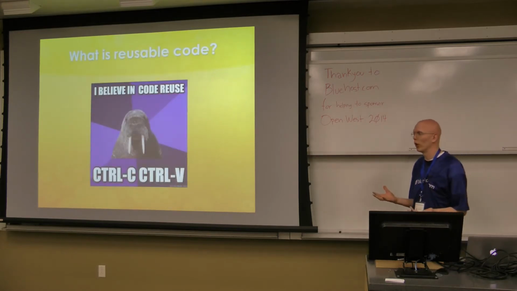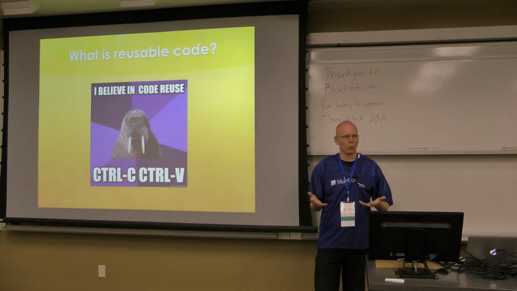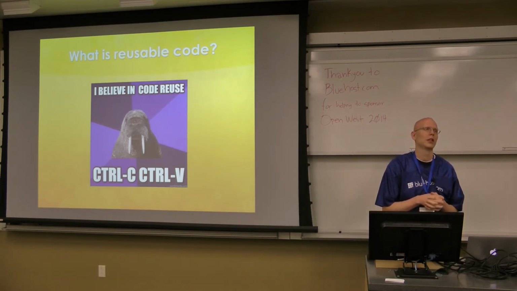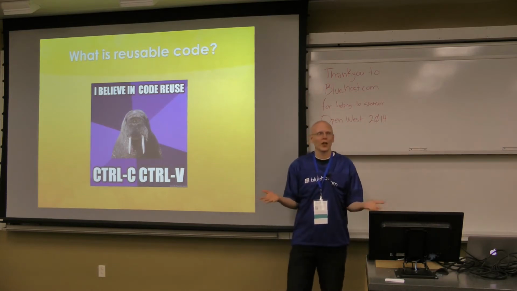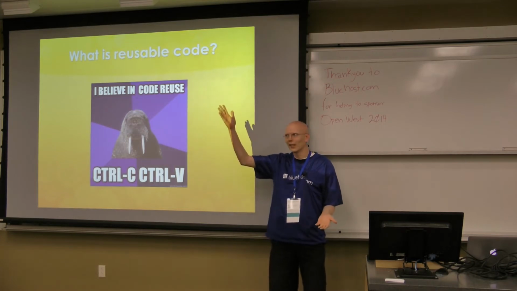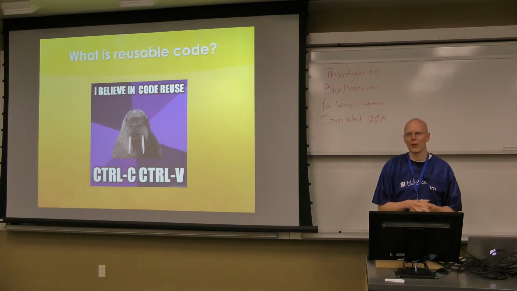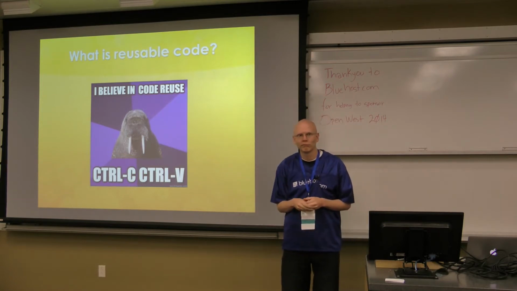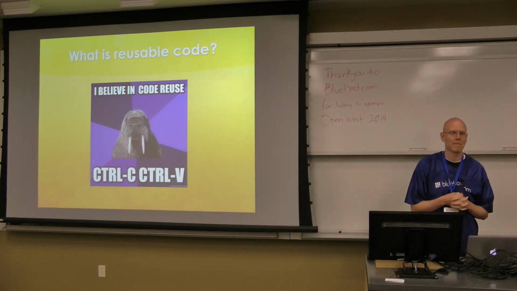So what is reusable code? Does anybody have an answer for that? Clearly Control-C and Control-V. So who has done Control-C, Control-V? That's the standard: if you've written a program, you've done that at some point. Why is that bad? Well, when somebody fixes one place, you don't have every place fixed. Right. So we'll get into some examples.